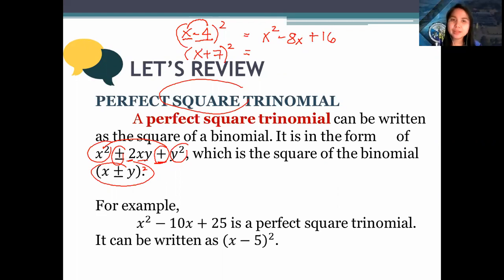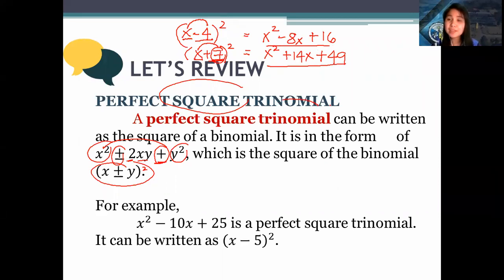Or let's have another one, like this. Square the first, x squared. Next, multiply the first and the second. 7 times x is 7x, times 2, that's plus 14x. Then square the last, plus 49. So these ones are what we call perfect square trinomials.